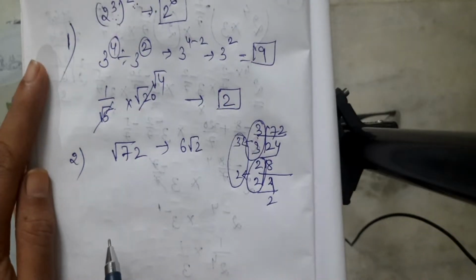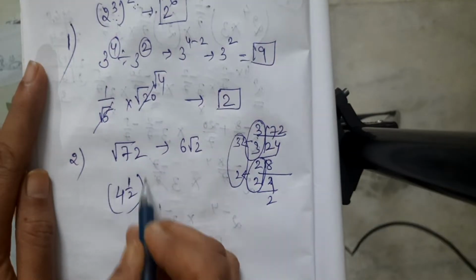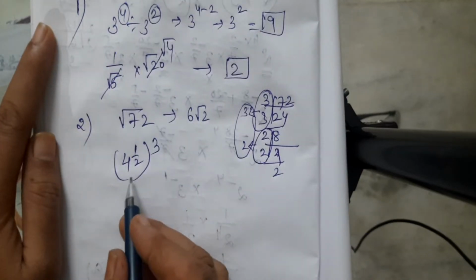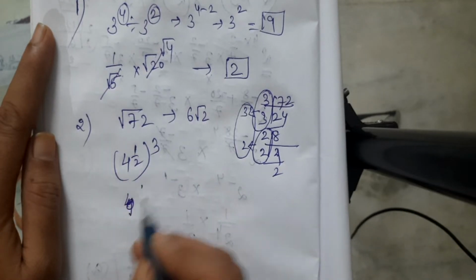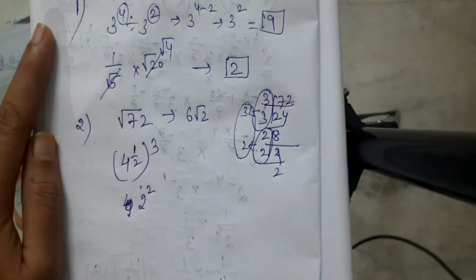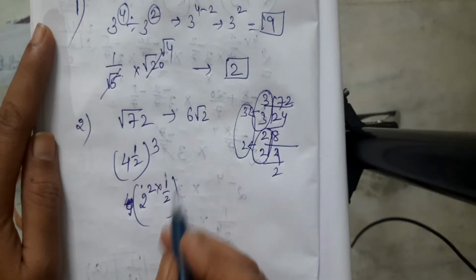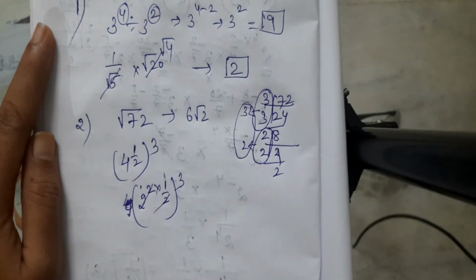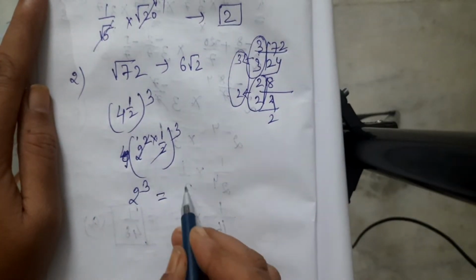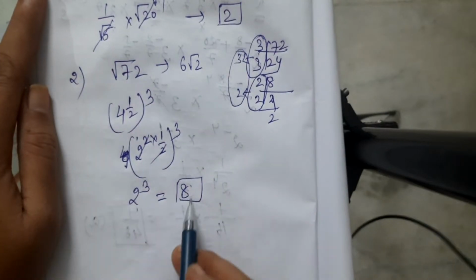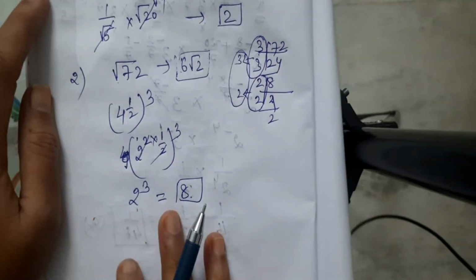Now the next one, 4 raised to 1 by 2 whole cube. So how can we write this? Multiply it. 4 we can write like 2 square, multiplied by 1 by 2 whole 3. 2 got cancelled. Now it is 2 cube. 2 cube is nothing but 8. So for this we are getting the answer as 8. For root 72 the answer is 6 root 2.